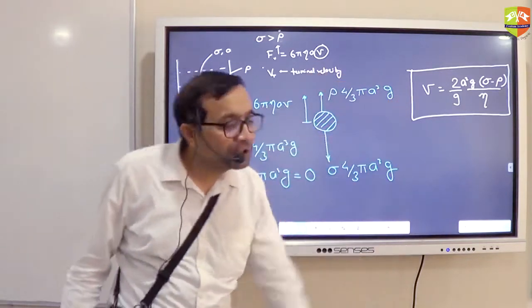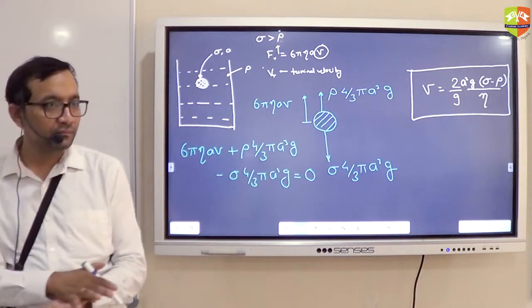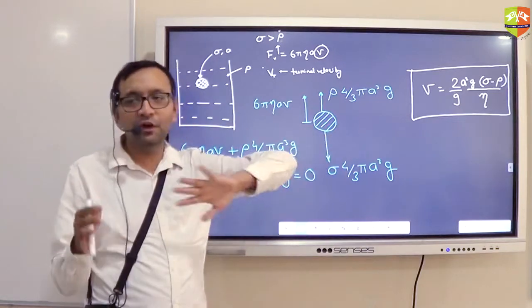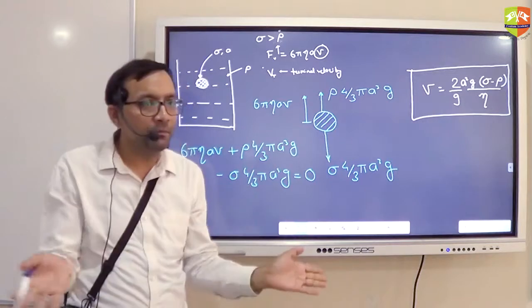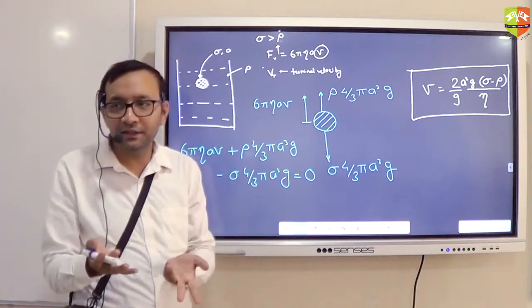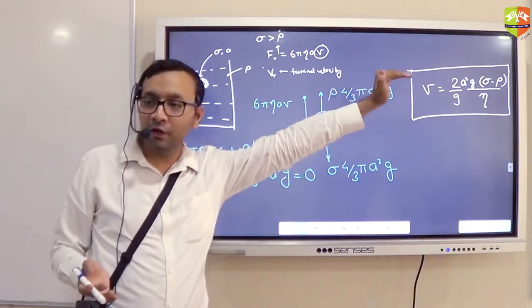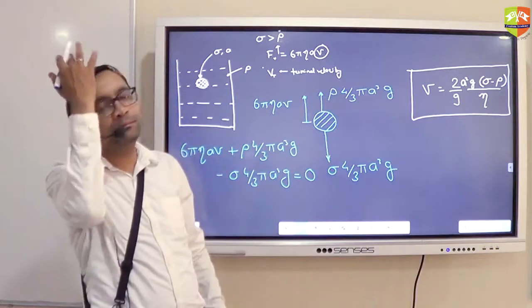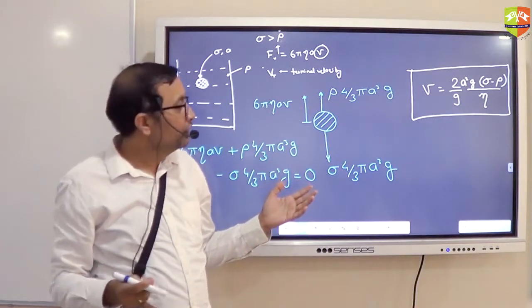For example, if sigma is equal to rho, terminal velocity should be zero, it should be floating. Yes or no? If sigma is equal to rho, density of object is same as density of fluid. So it will just sink inside and stop. Buoyant force will be able to balance it. And it also tells us that sigma should be more than rho. Terminal velocity cannot be negative. So if you drop something, it will not just jump upwards. Velocity cannot be negative. Fine?